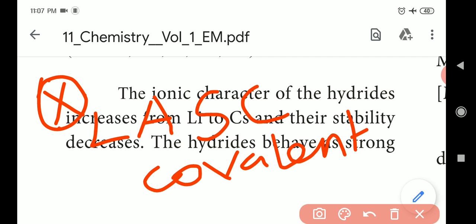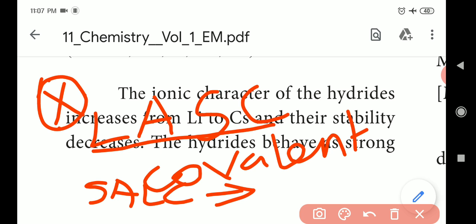Then the reverse order: a smaller anion and a larger cation make more ionic character. Smaller anion, larger cation. It is a very important thing. Definitely a one-mark question is asked in our annual examination, and at the same time, one, two, or three questions are asked from the NEET and JEE examinations.